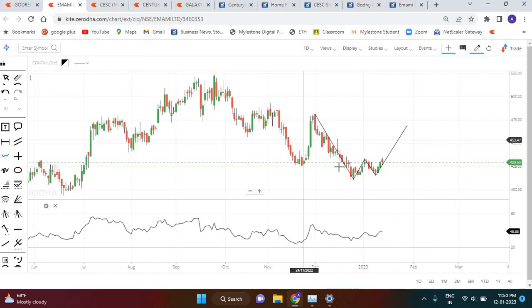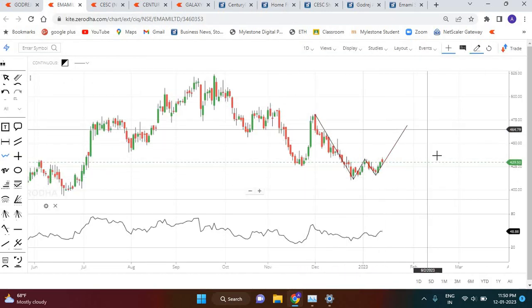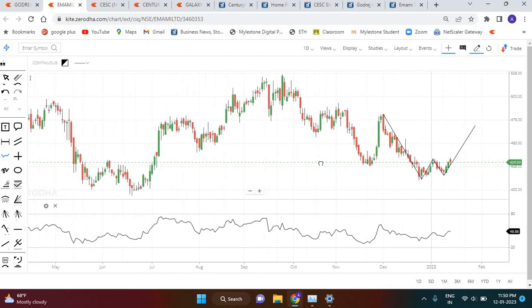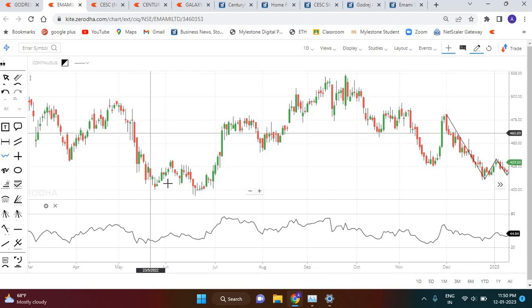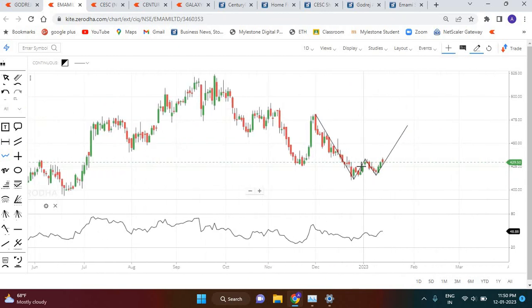Okay. In case of Emami, I have marked a possibility of a W here. Why have I made it? In a similar way you can see a pattern here, which is almost similar. So let's see whether Emami is trying to replicate that. In that case, there is a possibility of an 8 to 10% move from here.